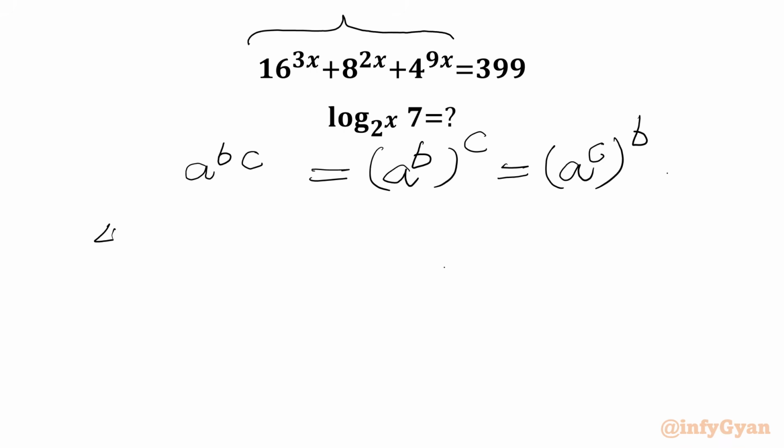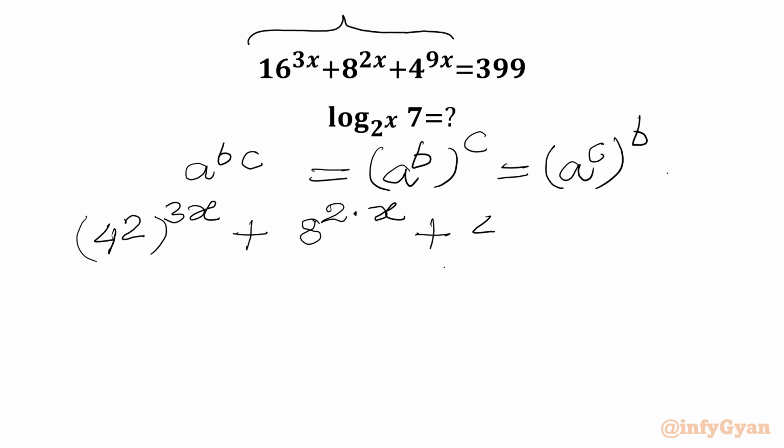16 is 4 square. We have whole power 3x plus 8 power 2x. We'll write 8 power 2 times x plus 4 power 9x, can be written as 4 power 3 times 3x, equal to 399.